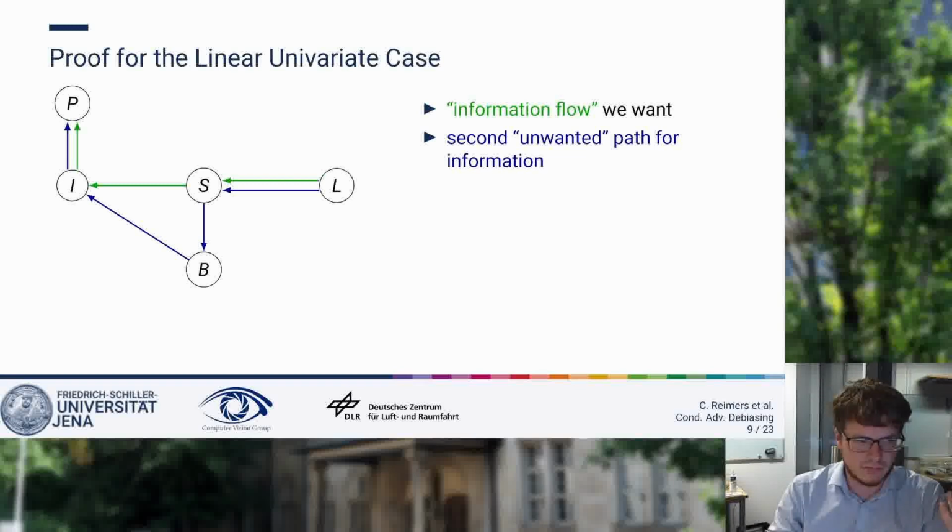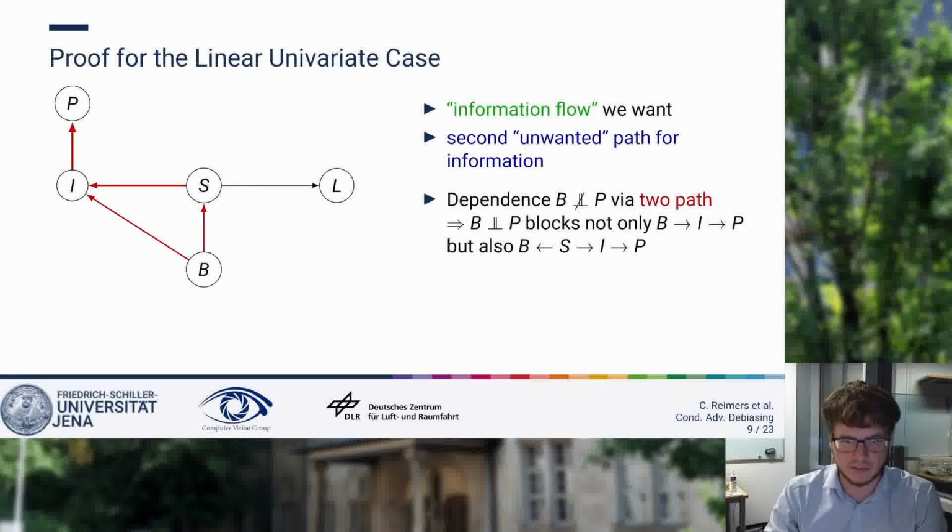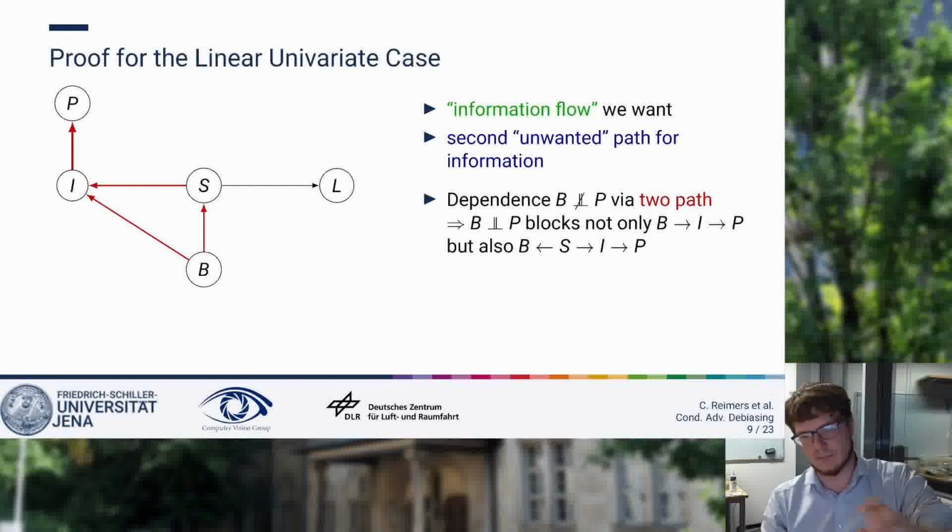What previous work did was enforce independence between the prediction and the bias variable. However, information from the bias variable can get into the prediction via two paths. One is this direct path from the bias variable to the image to the prediction that we actually want to block. But the other one is, since the actual signal influences the bias variable, it will contain information on the bias variable.